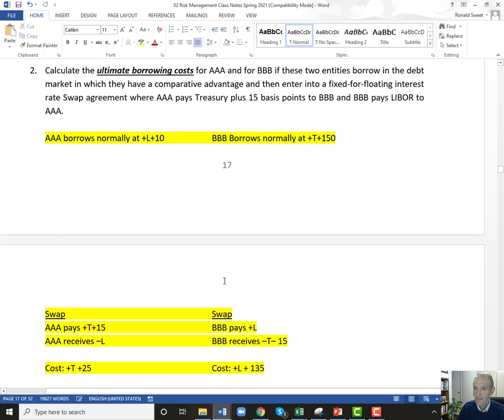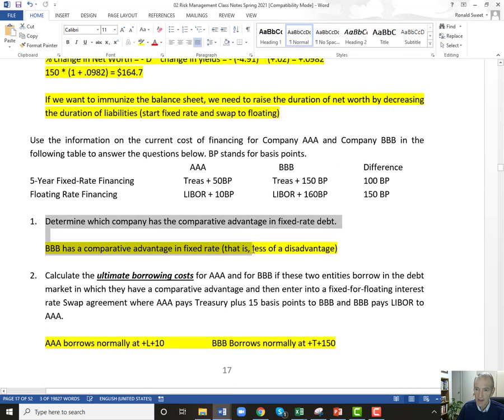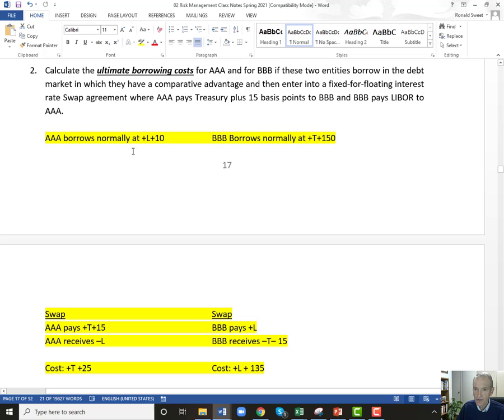Let's see if that's the case. They pay T plus 150. They receive T, so the T's disappear. They pay LIBOR, so 150 minus 15, you end up with L plus 135. You know you did the comparative advantage wrong if you end up with two T's or two L's on one side. So wherever you start, AAA started with an L. They receive an L. The L's will cancel out. You should end up with a T. BBB started with the T. The T's cancel out. They end up with an L. So you can see BBB is the one that started off fixed. They ended up floating, so they're the ones shortening the duration of their liabilities.